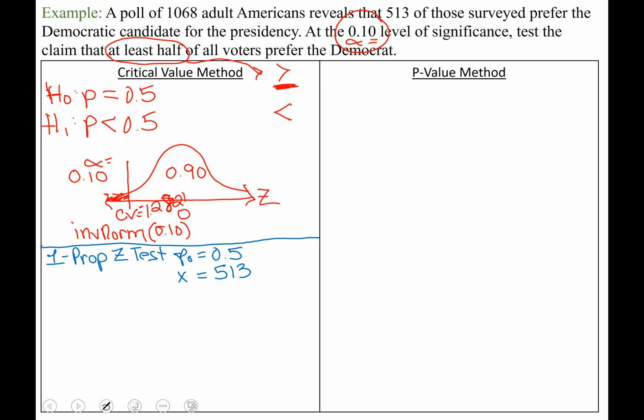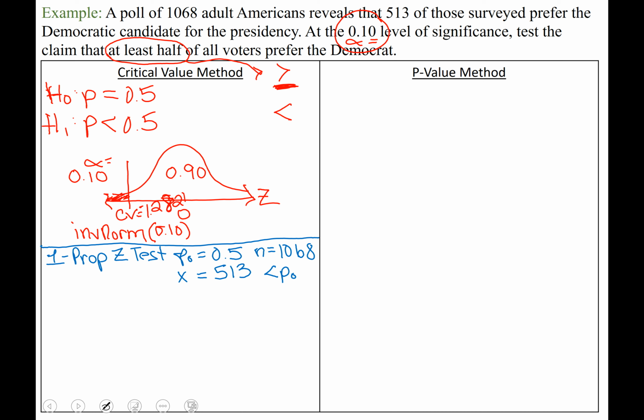Next thing it wants from us is n, which is 1,068. And the last thing it wants from us is to select the inequality that we put in the alternative hypothesis. It looks like this. On your screen, it has the p sub naught afterward. So make sure that one is highlighted. Okay, enter all that stuff, highlighting that less than p naught, and go ahead and calculate it.